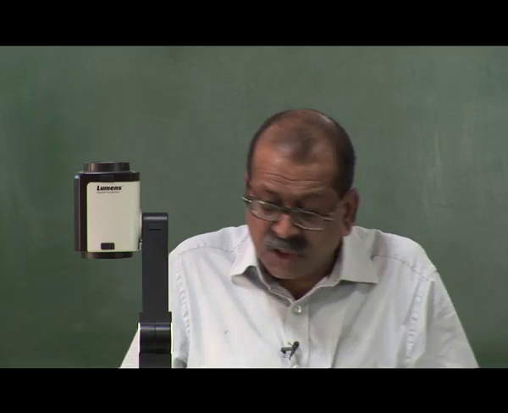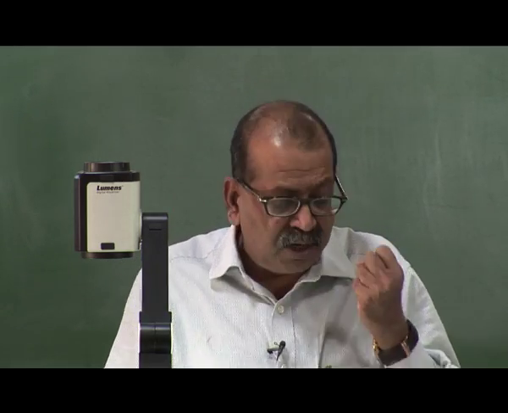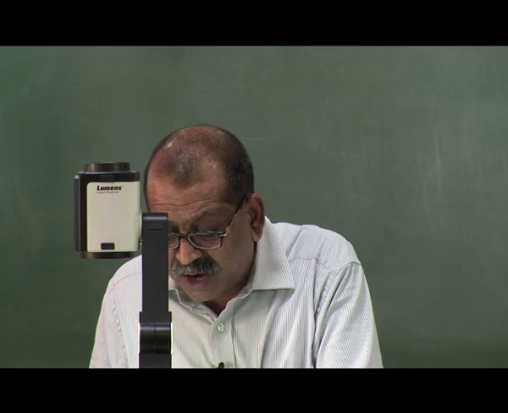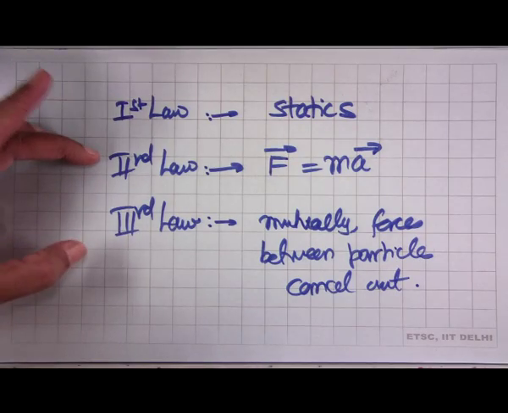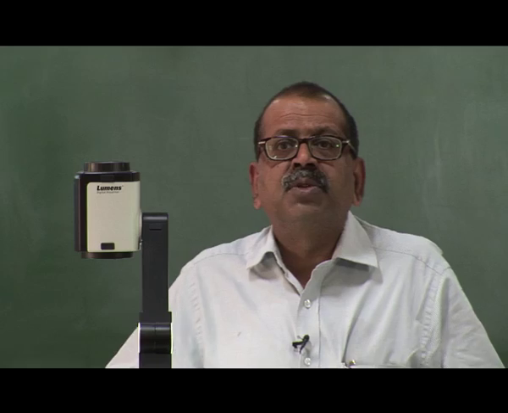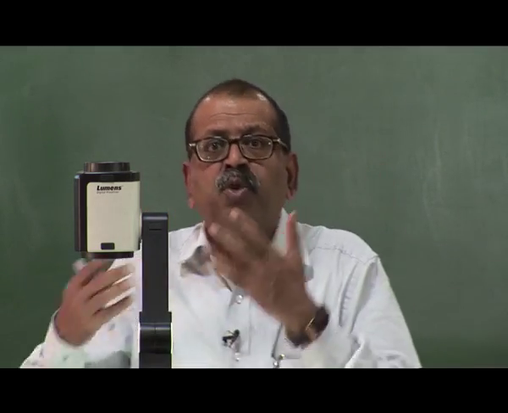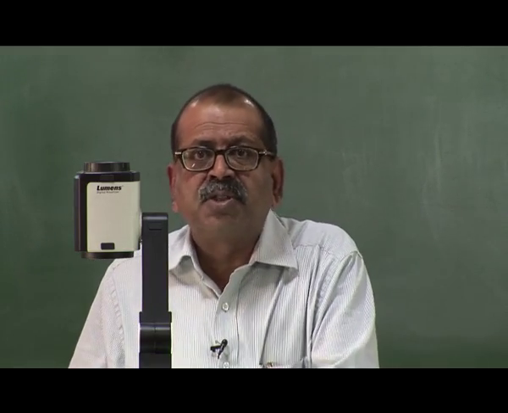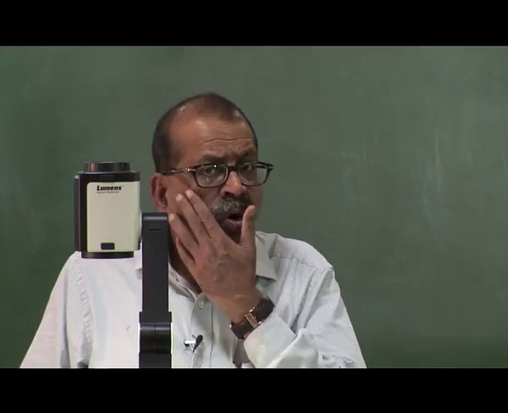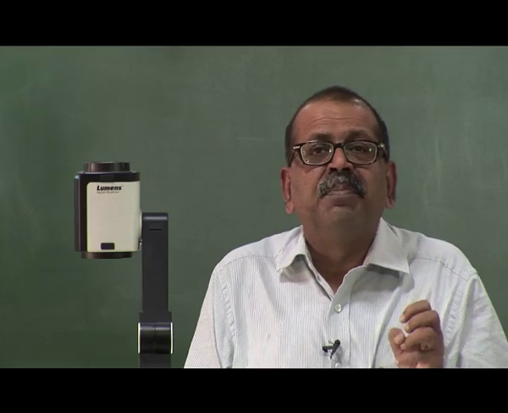So, in a sense, Newton's second law is used when we talk of dynamics of a single particle. When we talk of a system of particles or a rigid body, then we are effectively using both Newton's second law and third law together, with the third law cancelling out the effect of internal forces. And so, what we have to consider when we consider a total system of bodies is only the external forces. So, these are the three laws.